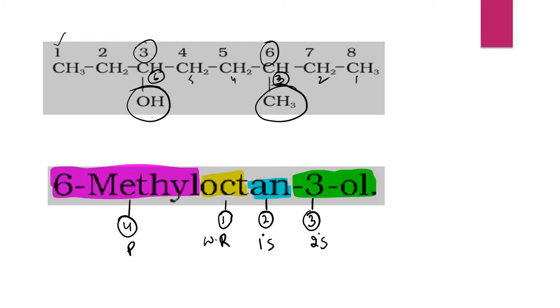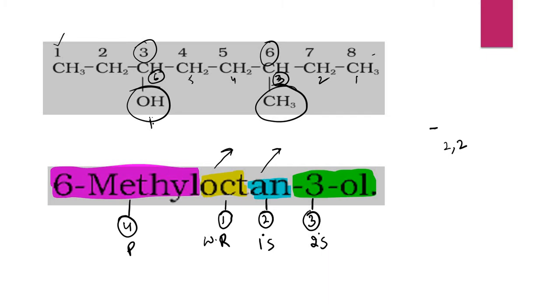So select the longest chain. Now longest chain has 8. So 8 means oct. So write first oct. Then you can see all are single bond. So write an. Now we have a functional group at 3 position. And for OH we write ol. So write 3-ol. Always remember between number and alphabet we put hyphen. And between number and number we put comma. This is important.